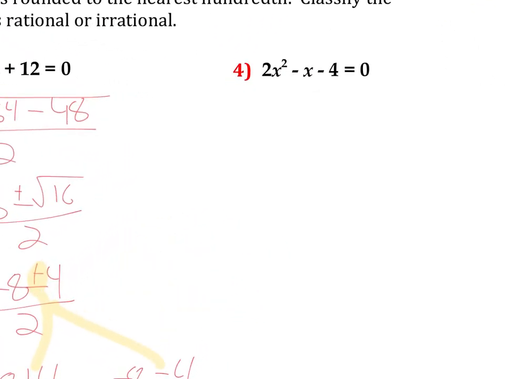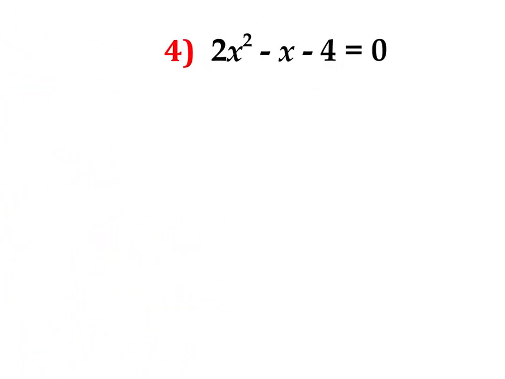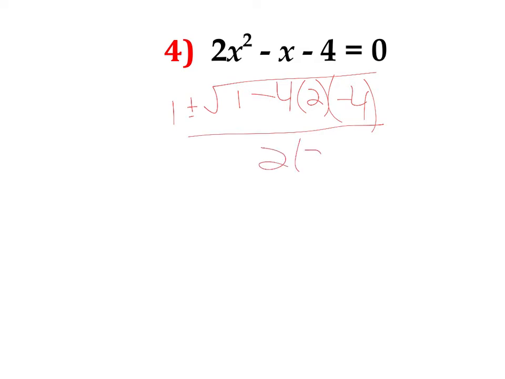All right, next one. 2x squared minus x minus 4. So right here, we have a minus x. That means my b value is going to be a negative 1. So the opposite of b is positive 1. Plus or minus the square root of b squared. That's just 1. Minus 4ac. So 4 times a, which is 2, times c, which is negative 4, all over 2a, and that was 2 times 2.